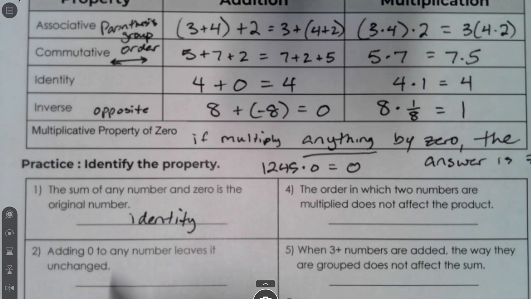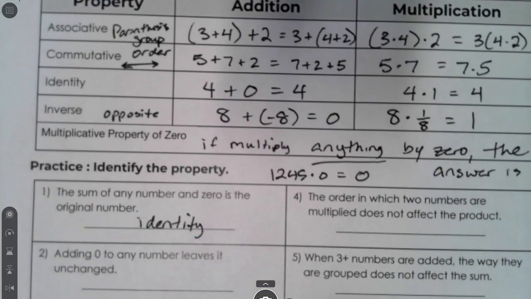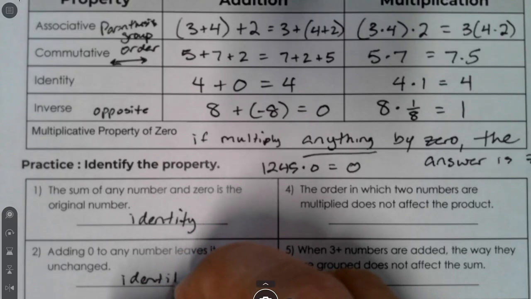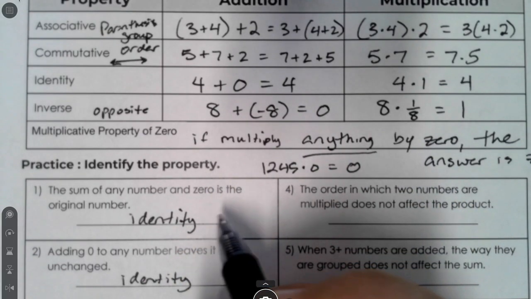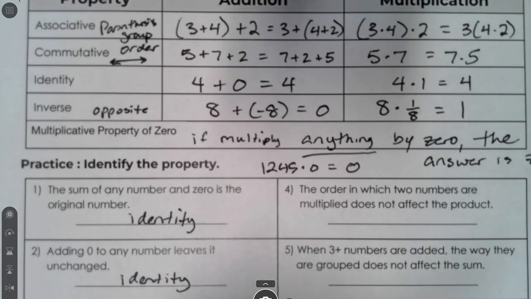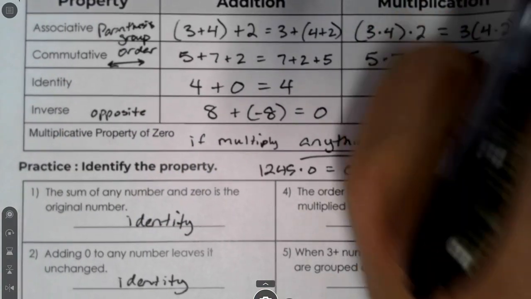Okay, number 2. Adding 0 to any number leaves it unchanged. Well, it looks like we're right back there. Adding 0 leaves it unchanged. So it's also the identity. Just so you know, our book will make a point to put an addition symbol next to it saying we're talking about additive identity. You don't have to specify as far as I'm concerned. As long as you get this property correct, you're good.